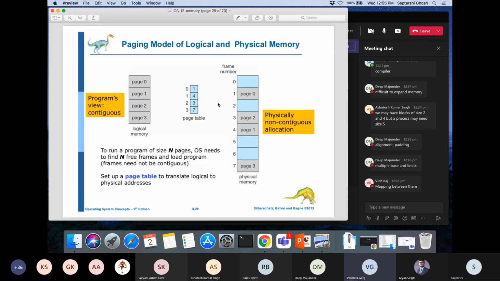So here is a picture. Now the logical memory space of the process has 4 pages: page 0, page 1, page 2, page 3. In the physical memory, these pages are stored in 4 different frames, and the frames need not be contiguous, as you see here. And what do we need in order to translate logical addresses to physical addresses? Exactly like what we discussed in the segmentation scheme, we need a page table. Earlier it was called a segment table. Now, because this scheme is called paging, we call it a page table. The page table says that page 0 in the logical memory is stored in frame 1 in the physical memory. Similarly, page 1 in the logical memory is stored in frame 4 of the physical memory, and so on.